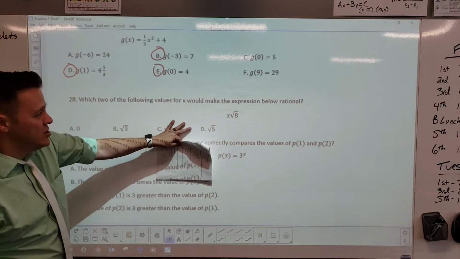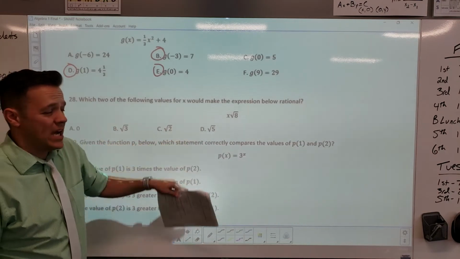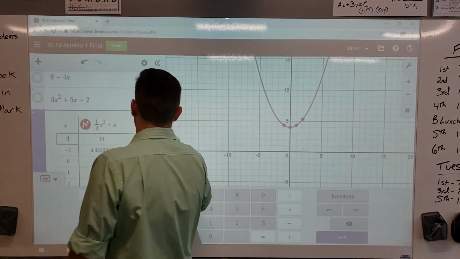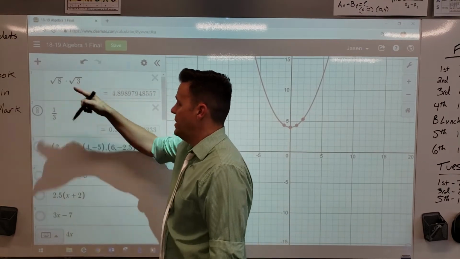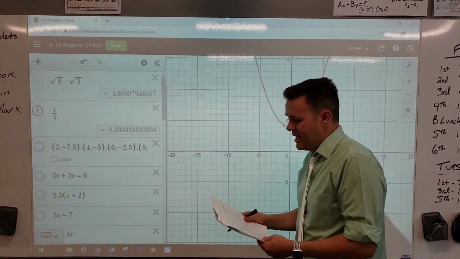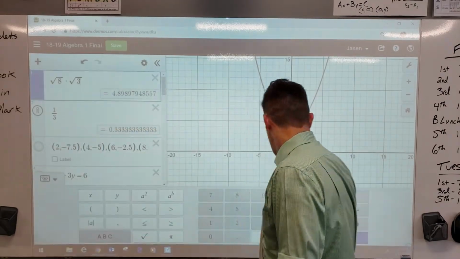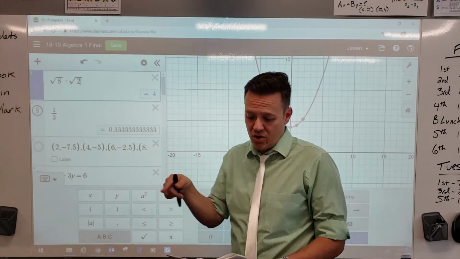Which two of the following values of x would make the expression below rational? Remember, a rational expression is a whole number. So if you were to go in here on Desmos or a calculator, you can start typing it out. Let's start with the first one, 8 times the square root of 3. That is not a rational number, right? Square root of 4 is a rational number, so circle 2.